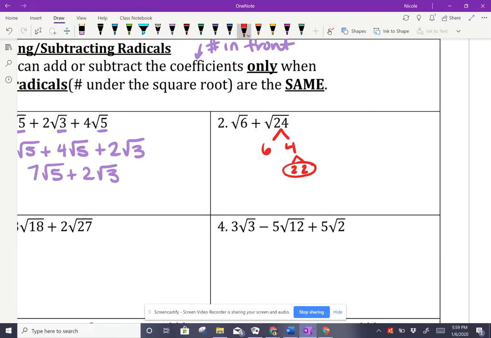I'm going to leave this 6 here because that breaks down to 2 and 3, which does not simplify or exit the square root at all. So I'm just going to leave that 6 there. So I'm going to rewrite this as the square root of 6 plus 2 square root of 6. Again, combine like terms, add the numbers that are in front. So treat this like 1 square root of 6. So this turns into 3 square root of 6 because 1 plus 2 is 3.